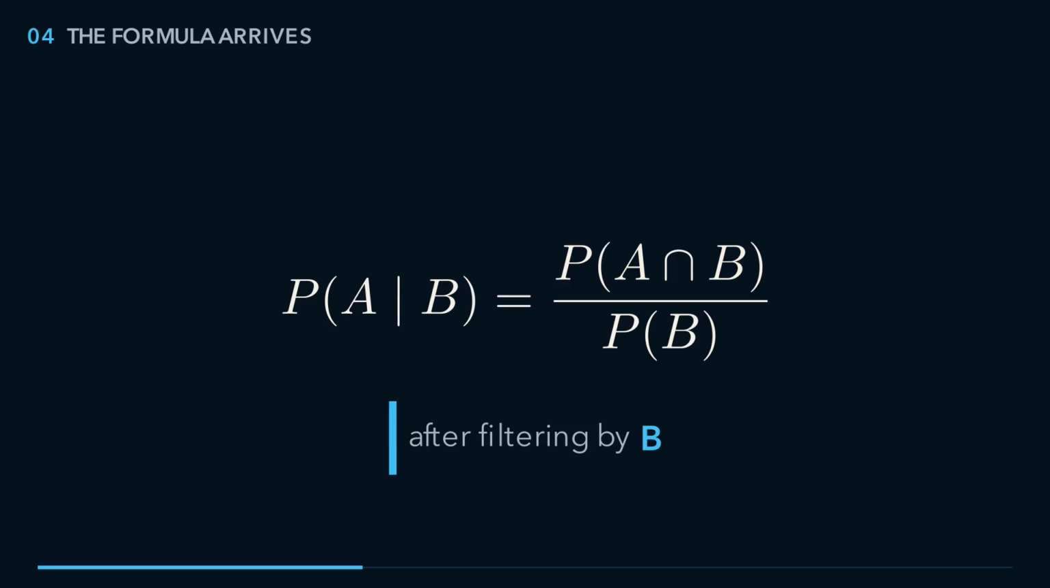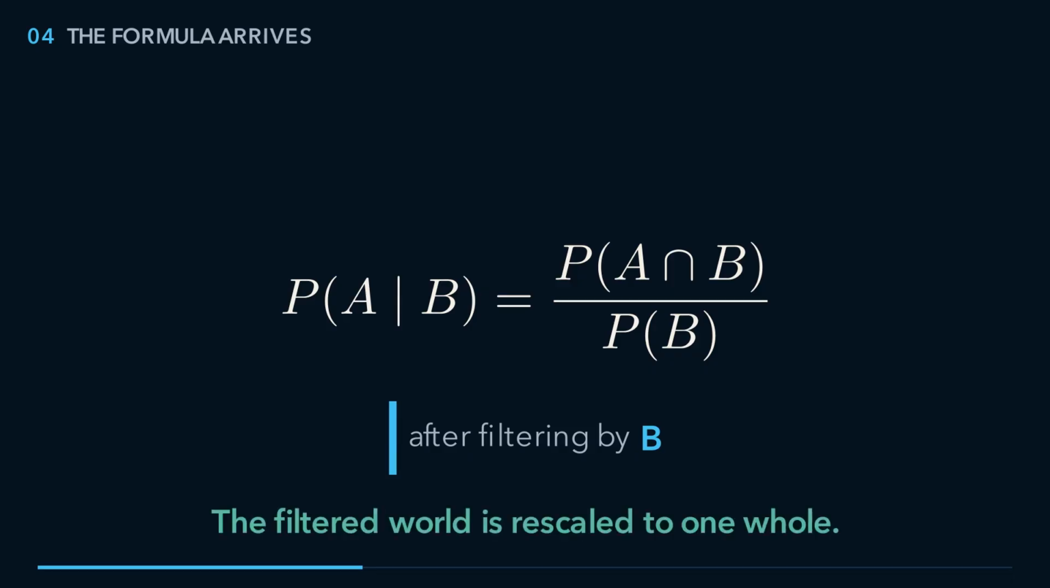The vertical bar is best read as after filtering by. It is not decoration, and it does not mean divide. The division appears because we are rescaling the filtered world to one whole.